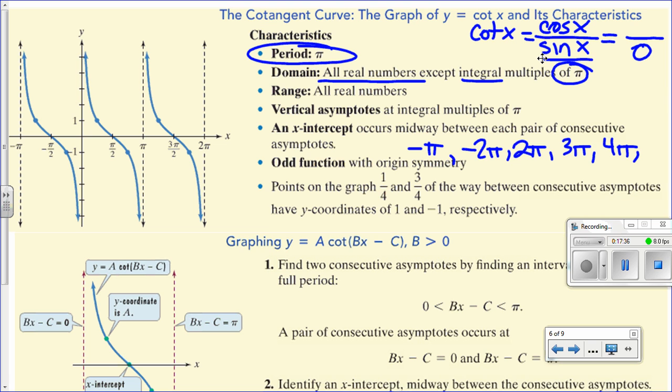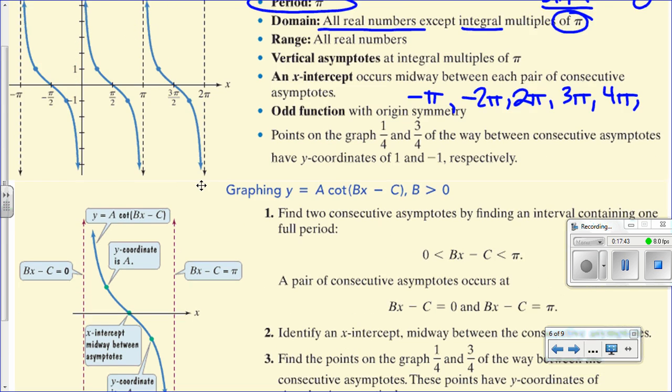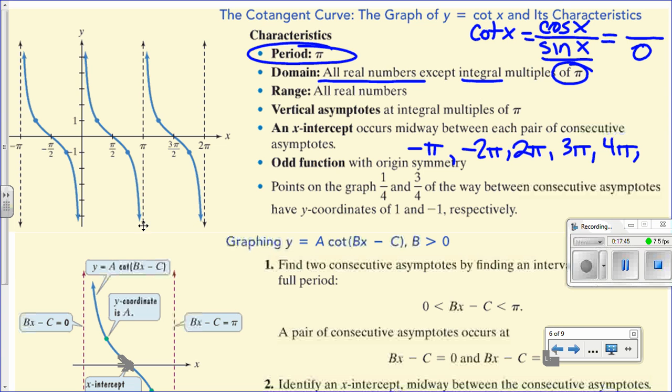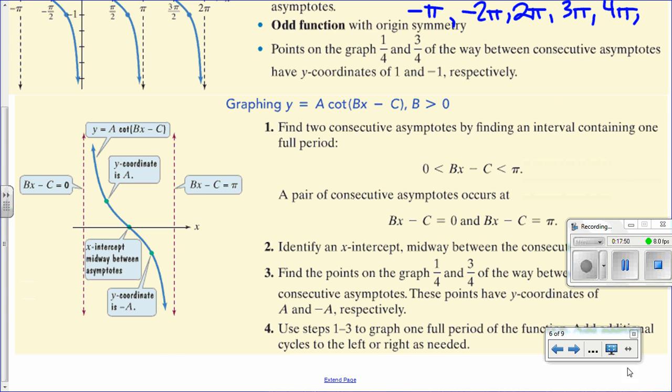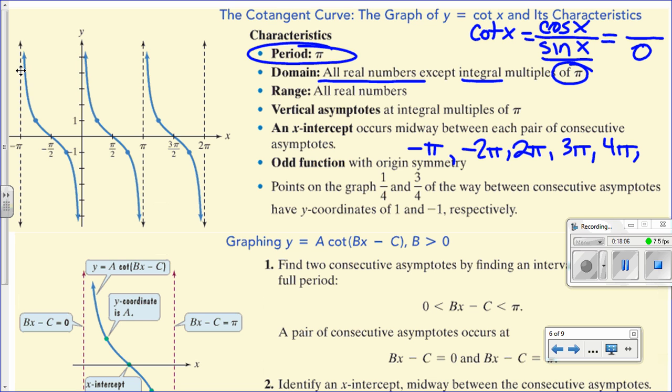We're going to use the same process as we did with tangent. And if you notice, one of the other differences between tangent and cotangent is that they are reflected. The parent function of tangent is increasing. Look at the graph on the dry erase board. That one is increasing if you read it from left to right. And if you look at the cotangent, it is decreasing. You guys notice that?